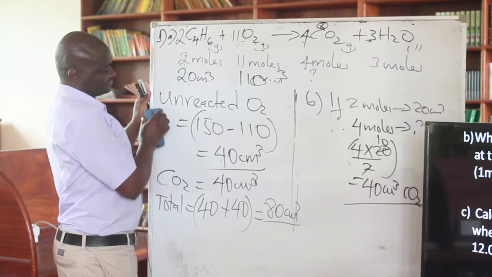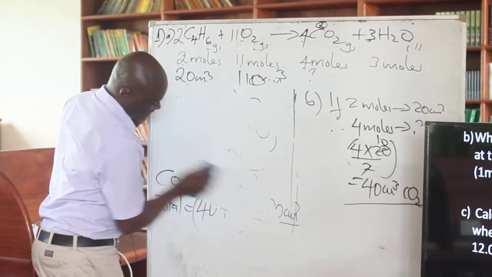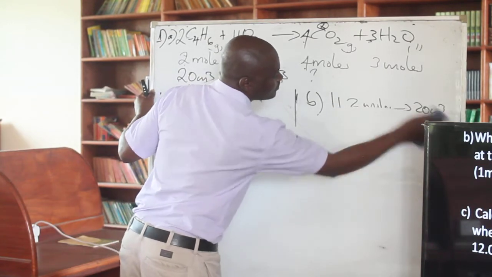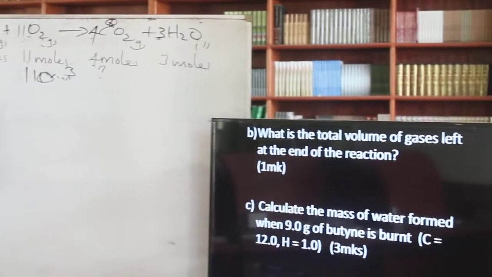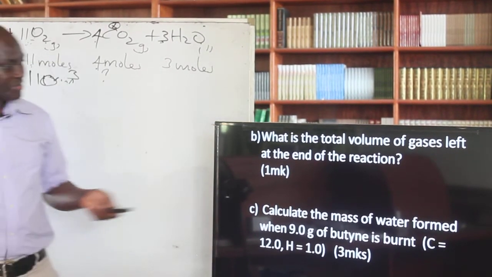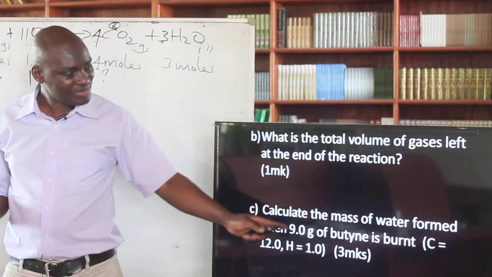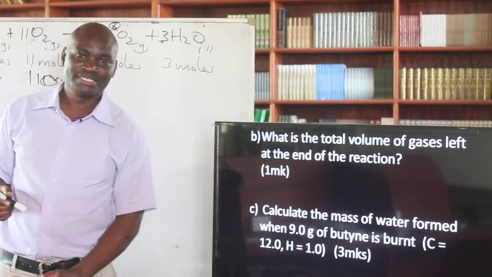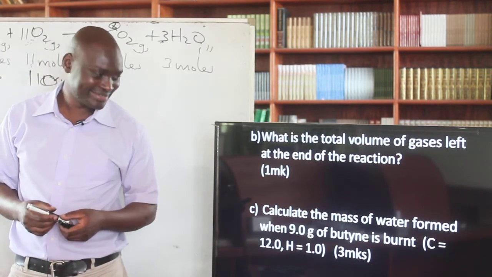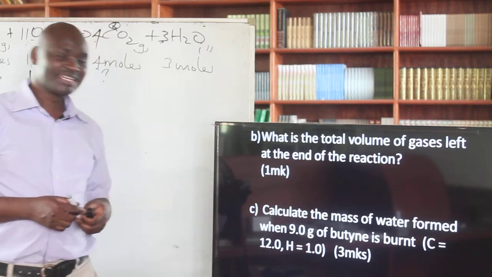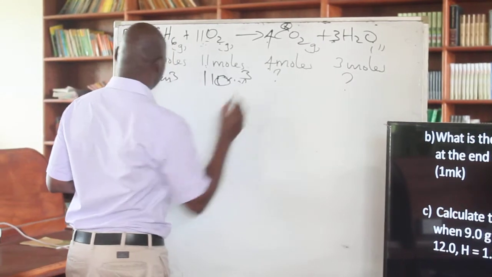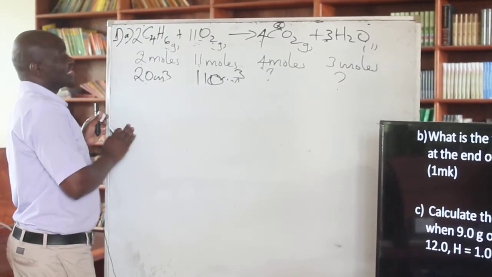Part C. In question C, we are asked, calculate the mass of water formed when 9.0 grams of butane is burnt. Calculate the mass of water formed. We need the mass of water. But what are we given?